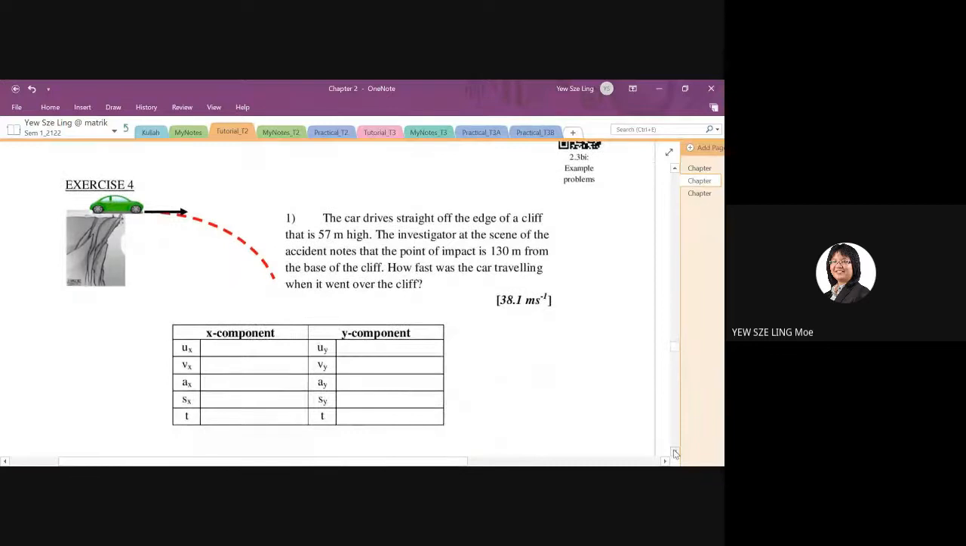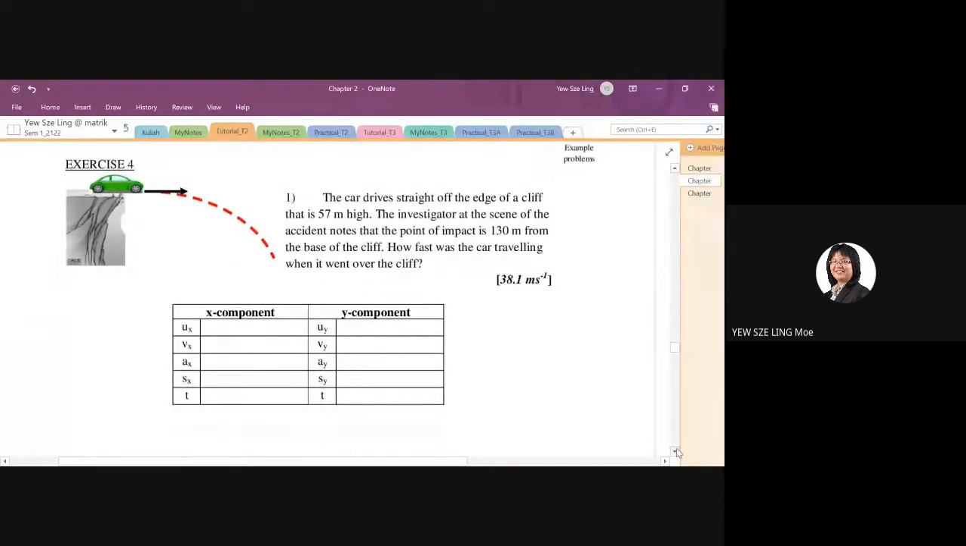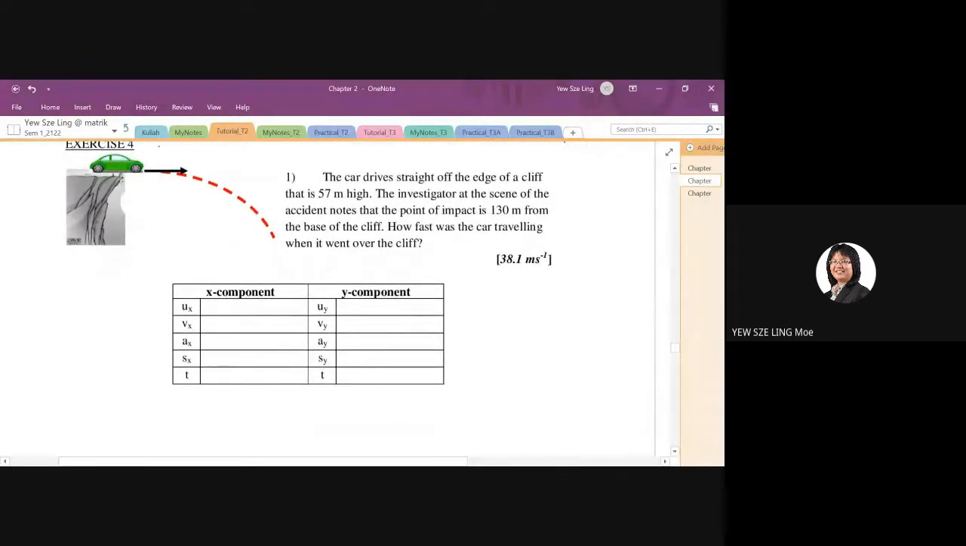Projectile motion is a two-dimensional motion. If it's 2D, it means you have to resolve everything into X and Y components. That's why if you look at your notes, they give you a table here. It's actually a guidance. It tells you how to solve projectile motion questions. But usually I won't do such a complicated table where you have to write U, V, A, S, T twice. Usually I will just combine it into one.